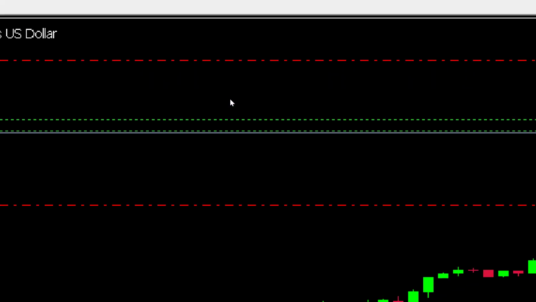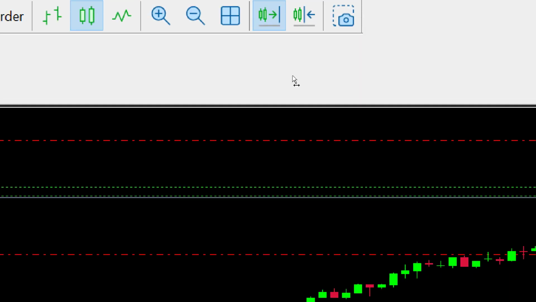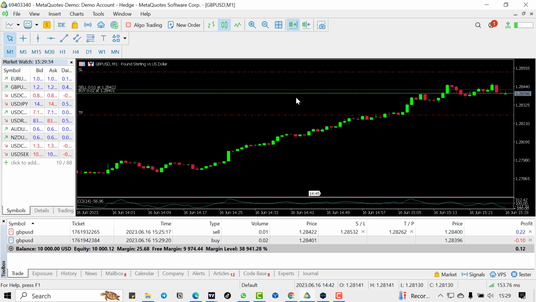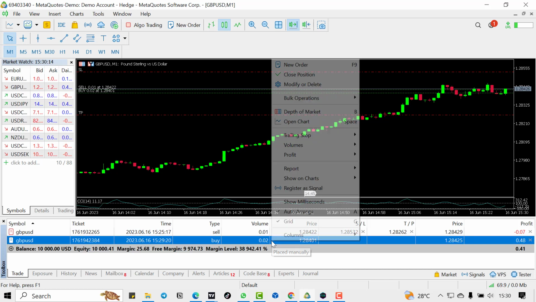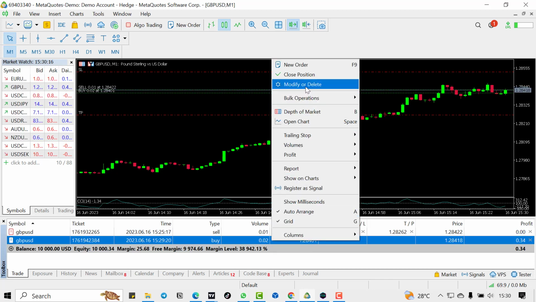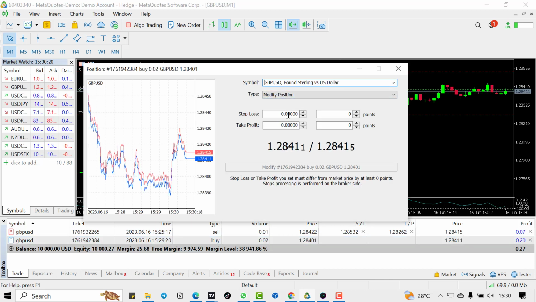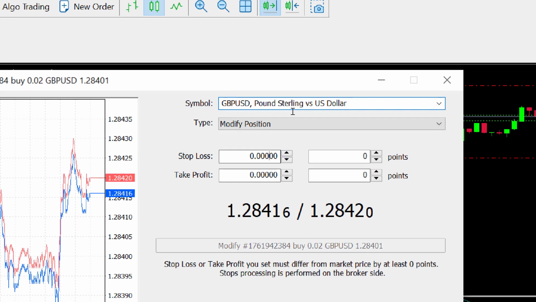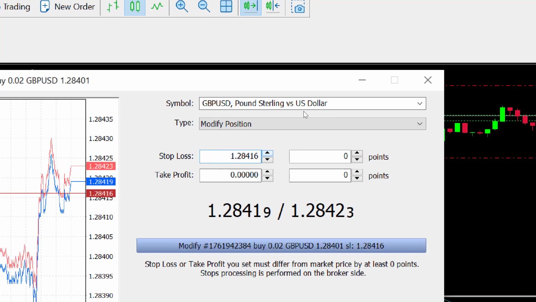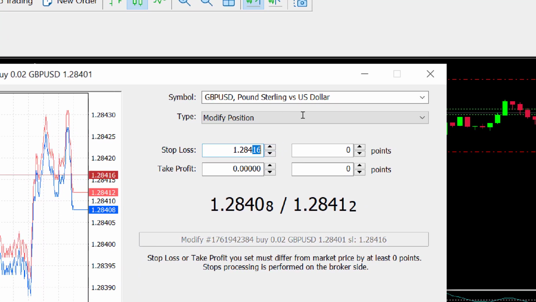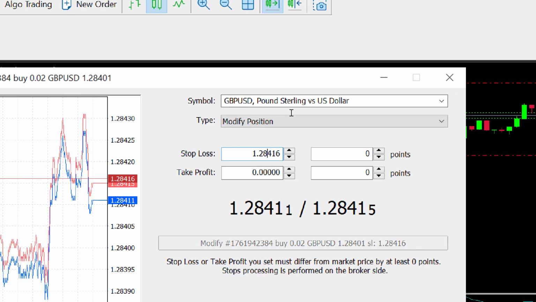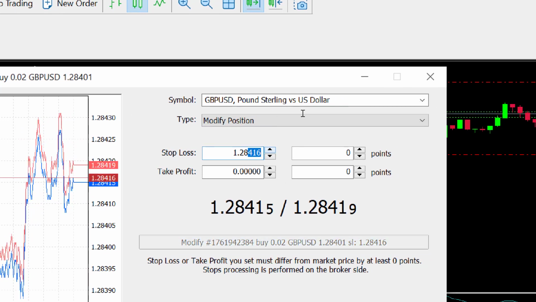With instant execution, if I want to set my stop loss and take profit, instead of just dragging them, I simply double click on this buying position here, or I right click on this position, and then I say modify. If I say modify, then I input my stop loss and my take profit. I can either use these arrows here. Since I bought, I expect the price to go up, so my stop loss should be lower than this current price.